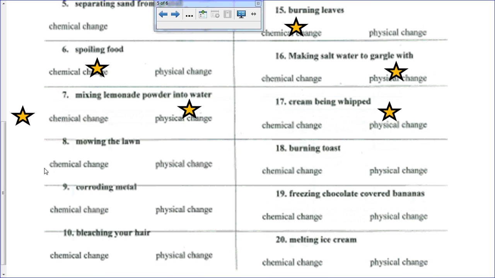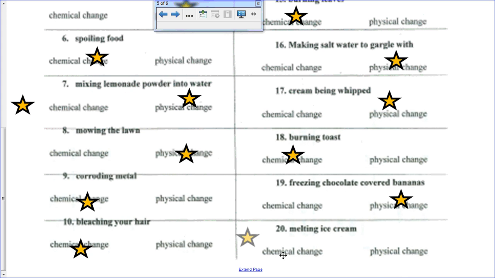Mowing the lawn is a physical change. Burning toast is a chemical change. Corroding metal is a chemical change. Freezing chocolate-covered bananas is a physical change. Bleaching your hair is a chemical change. And melting ice cream is a physical change. Remember, a chemical change means you're creating a new substance. In physical changes, you can get the original substance back.